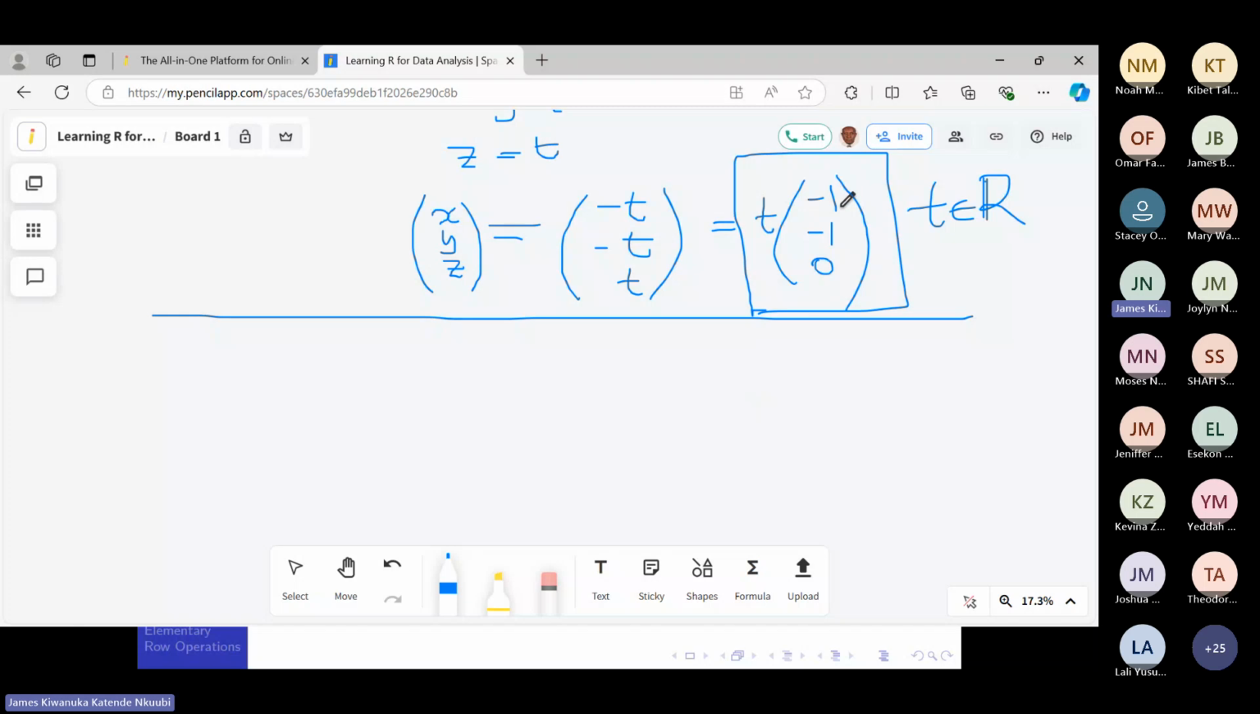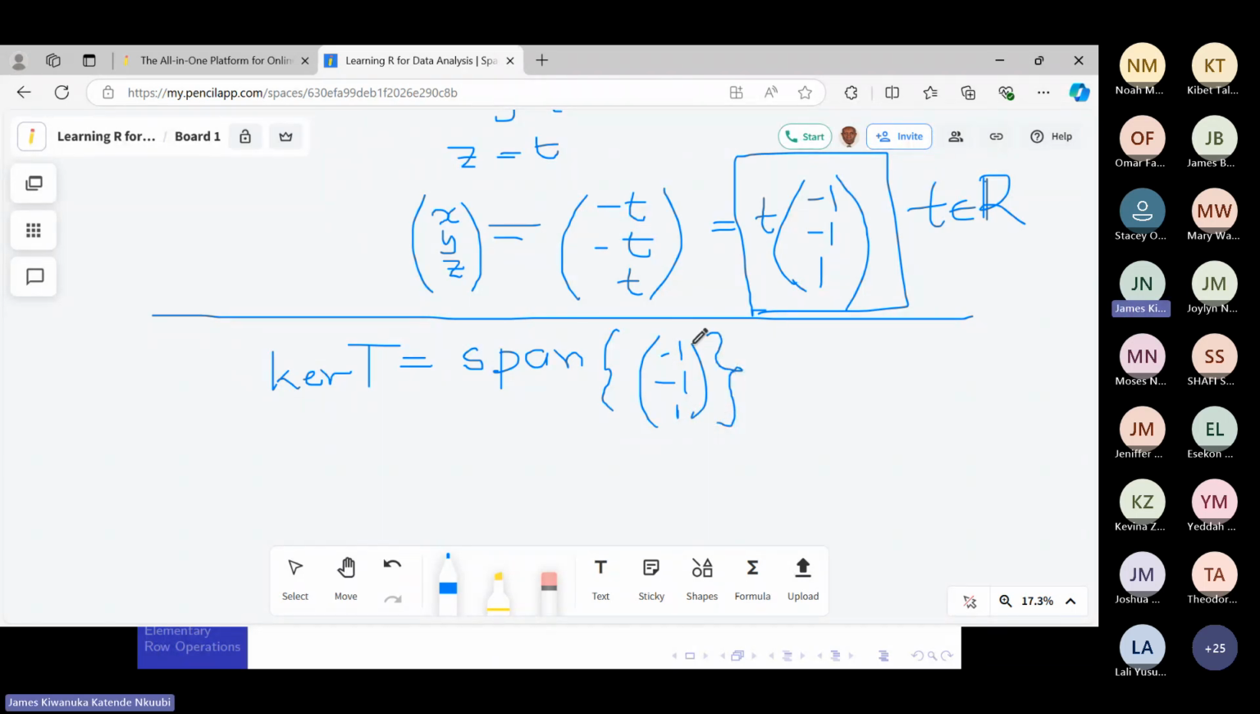Let's check what happens. This one is 1. So any multiple of this. You can say that the kernel of our map T is the span of this vector. It's a one-dimensional subspace of R3 spanned by the vector (-1, -1, 1). That's the kernel. So any multiple of this vector will be in the kernel.